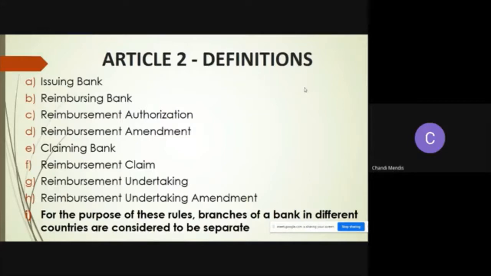Bank which is in New York? Yeah. Not their one? Oh my God. When they have their own bank in New York, why should they go for another bank? Their reimbursing bank is Standard Chartered New York, obviously, right? Yeah, but for the purpose of these rules, Standard Chartered Colombo and Standard Chartered New York, we consider as two separate banks, right? That's what I want to tell you under I.